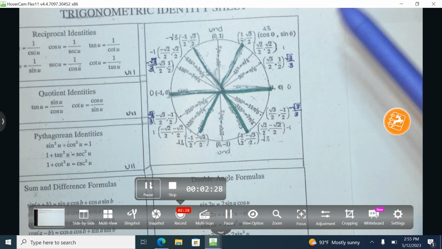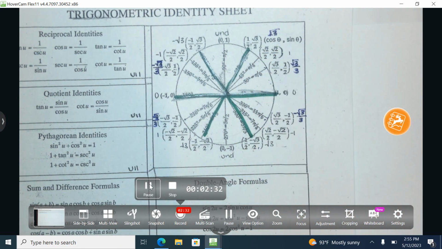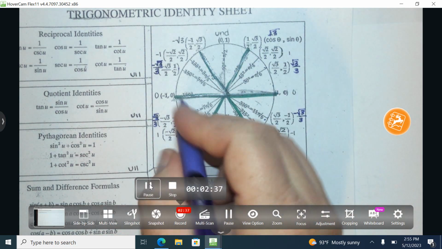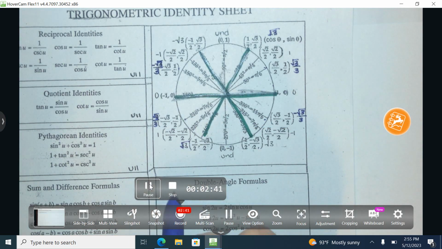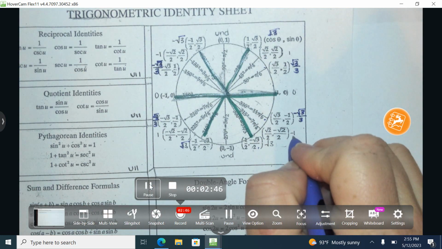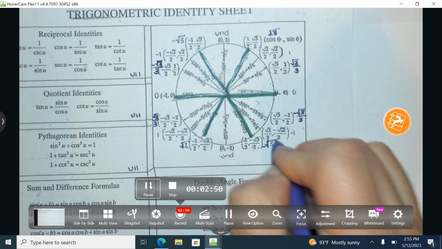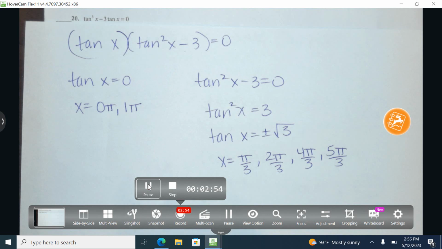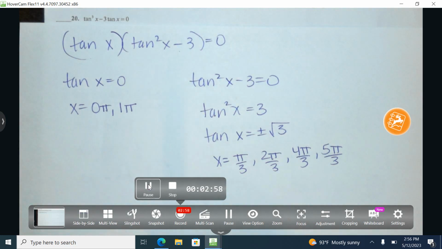Okay, so it's positive square root of 3 at 1 pi over 3. It's also positive square root of 3 at 4 pi over 3. It's negative square root of 3 at 2 pi over 3. And it's negative square root of 3 at 5 pi over 3. We can find these 4 answers. Keep in mind that 0 pi is the same as just 0.